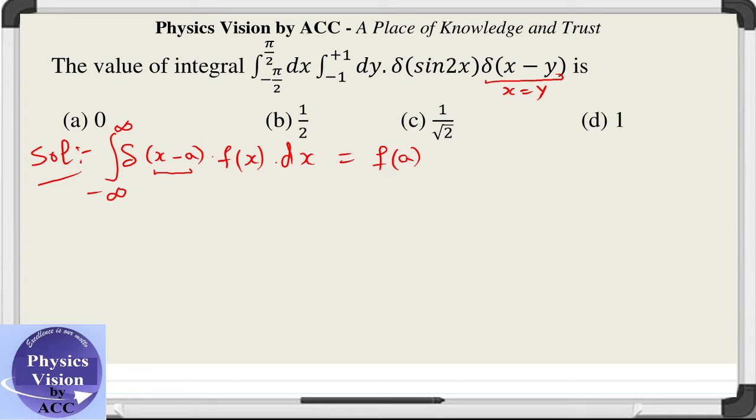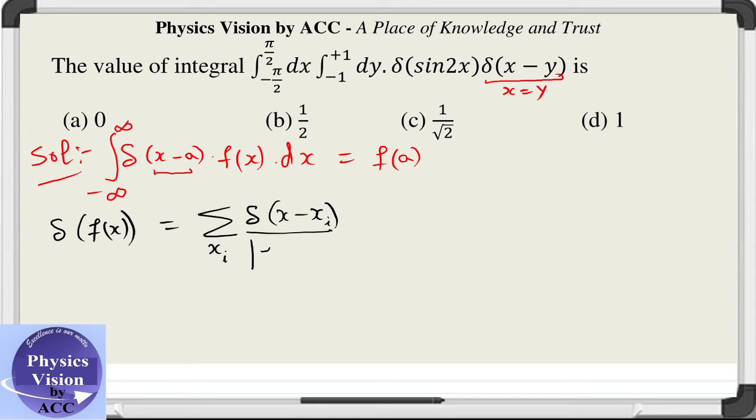The second formula, which is critically important for this, is that the delta of a function is written as the summation over xi of delta x minus xi divided by the mod of the derivative of the function at xi. Okay, so this is the second formula. Making use of this formula, what do we get?